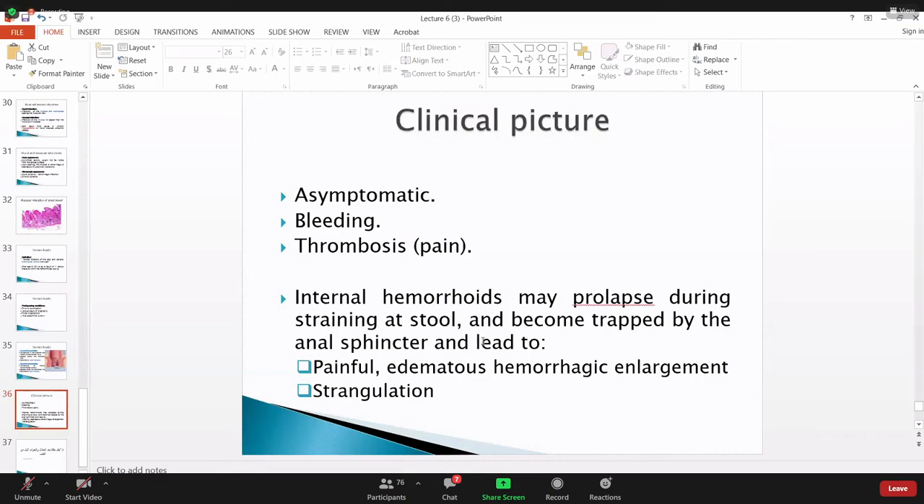Prolapse during defecation or straining at stool can occur, and the hemorrhoids become trapped by the anal sphincter and may lead to painful, edematous, hemorrhagic enlargement and strangulation. Hemorrhoids are not an emergency, but they have to be treated before they become complicated with strangulation and thrombosis. They are also a source of blood loss: bleeding of fresh blood from hemorrhoids, even if just a few drops, over months causes deficiency anemia, especially iron deficiency anemia.